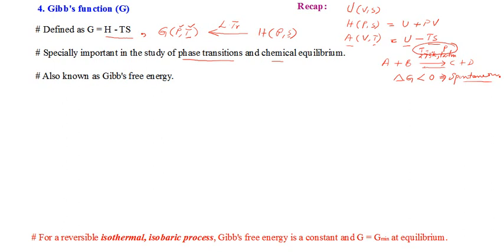So we can see that the Gibbs free energy is especially important in the study of phase transitions and in the prediction or analysis of chemical equilibrium in particular, right? Now, due to the reason that we have mentioned in the case of Helmholtz free energy, Gibbs free energy or Gibbs function is also known as Gibbs free energy. Physically it is known as Gibbs free energy, and mathematically it is better named as Gibbs function. So you can clearly understand why it's known as Gibbs free energy.